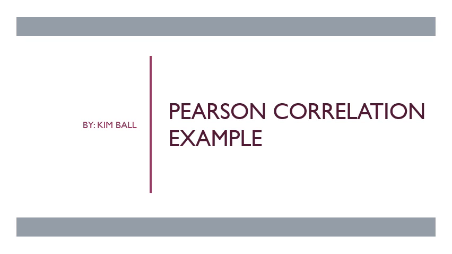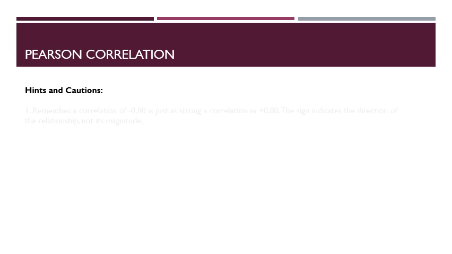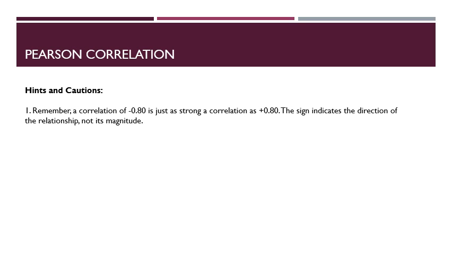Here's a Pearson correlation example. Remember that a correlation of negative 0.8 is just as strong as a correlation of positive 0.8. The sign indicates the direction of the relationship, not its magnitude.